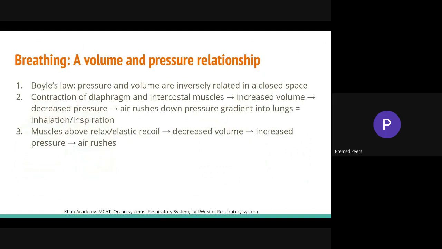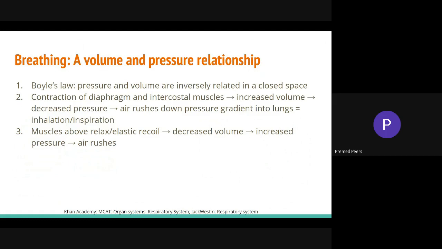Boyle's law states that pressure and volume are inversely related in closed spaces such as the lungs. This is sometimes communicated with the equation P1 times V1 equals P2 times V2.